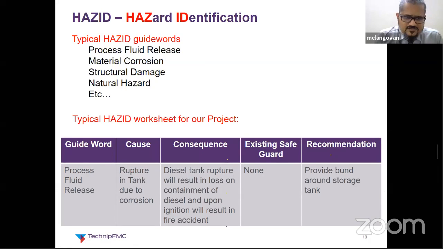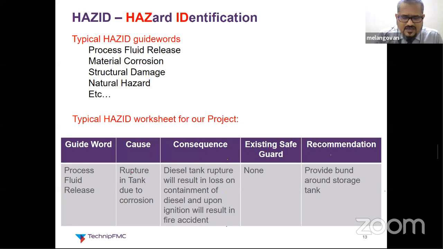So what may cause this fluid release? One brainstorming point is a rupture of the tank due to corrosion that may lead to loss of containment of diesel. What is the consequence? Diesel tank rupture will result in loss of containment of diesel, and upon ignition will result in a fire accident. The loss of containment of diesel won't immediately result in a fire incident. It should have an ignition source so that it will get into a fire. So what is the safeguard we have to prevent this cause and consequence? At present, based on our basic design, we don't have any safeguards.